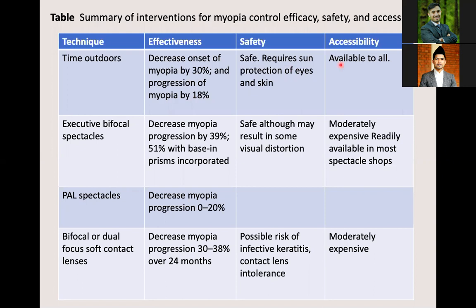Executive bifocal spectacles decrease myopia progression by 19% to 51% with base-in prism incorporated. And it is also safe. It results in visual distortion. It's moderately expensive and not readily available. Progressive addition lens spectacles decrease myopia progression by 0 to 20%.